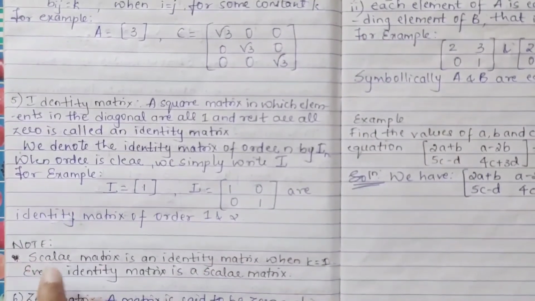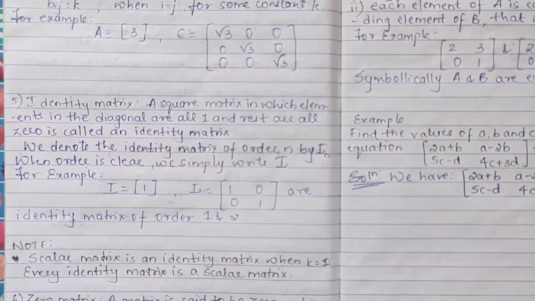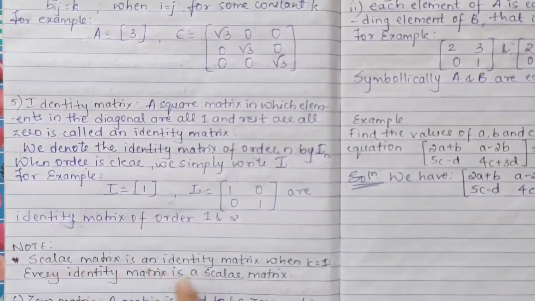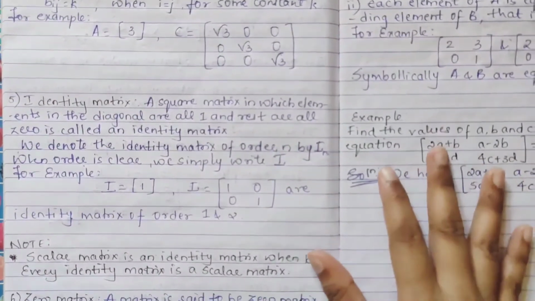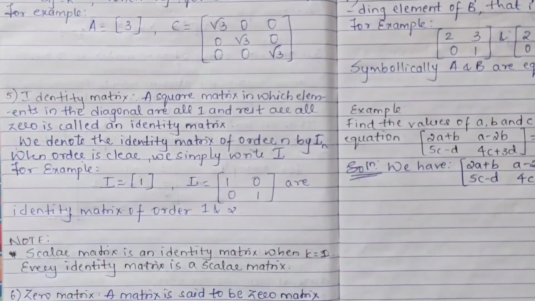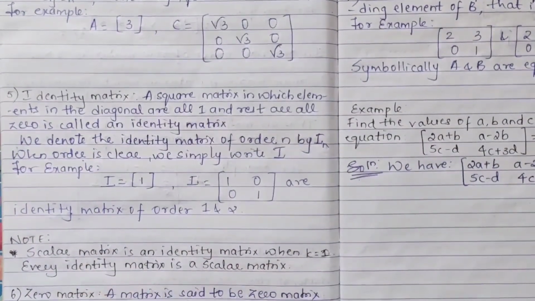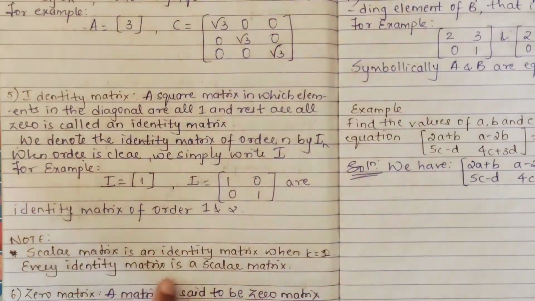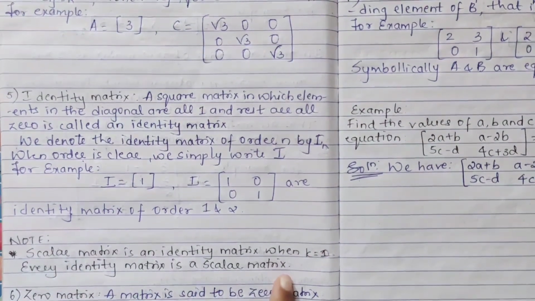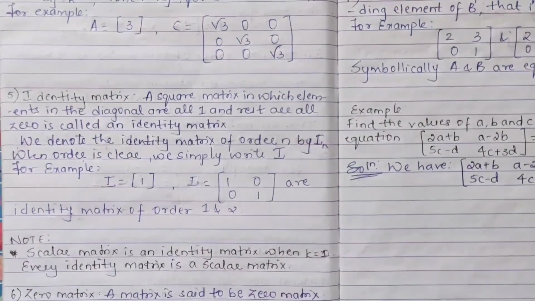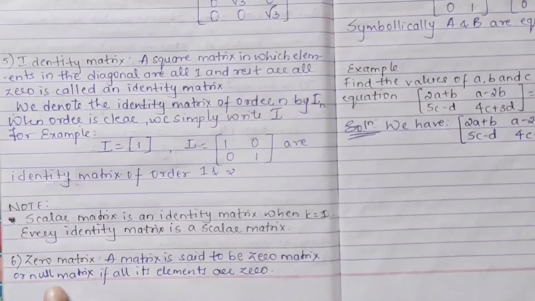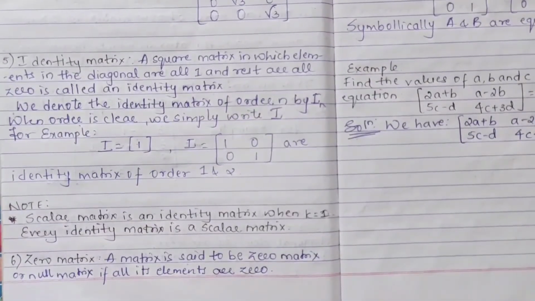Such questions will be useful for your CET and all, when they ask whether a scalar matrix is an identity matrix, yes or no, in multiple choice questions. So such notes are very useful, so you can just note them down. And every identity matrix is a scalar matrix. Then you have the zero matrix where all elements are 0. Just note it down.